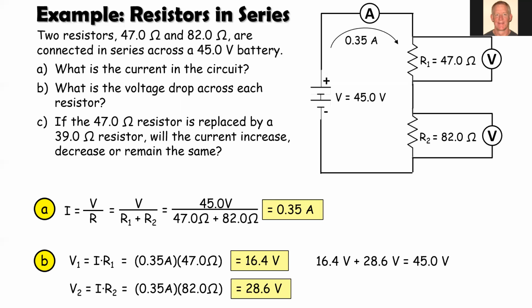Now, let's do a little thought experiment here. If the 47 ohm resistor is replaced by a 39 ohm resistor, will the current increase, decrease, or remain the same? So how will that 0.35 amps change? Well, if we decrease the resistance from 47 to 39, the total effective resistance will also decrease. So the less resistance we have for the same voltage, the greater the current will be. So we would see an increase in the current.